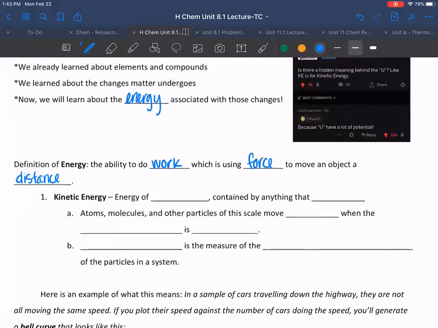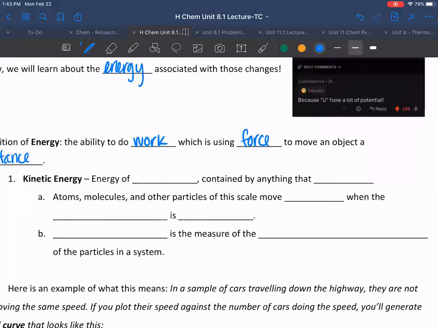And as you guys probably recall, we have two main types of energy that we talk about, that being kinetic and potential. So first we're going to talk about kinetic energy, and I'm sure you guys have seen it abbreviated as KE. I will do that. And so this is the energy of motion contained by anything that moves. Oops, energy of motion, not moves.